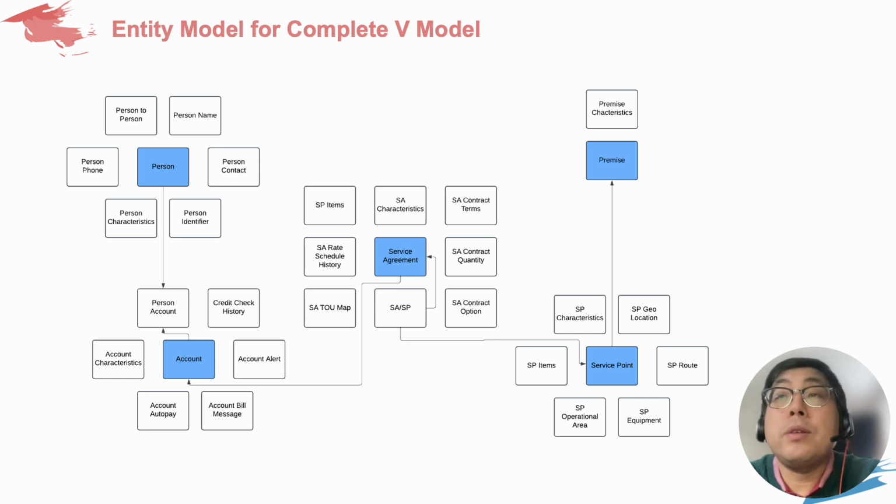Each service point has to be created after the premise exists. Premise is the location, and premise is quite simple. It's just storing where the location is, and the characteristic on the premise could be capturing things like the condition of the location for any field service team to be aware of.